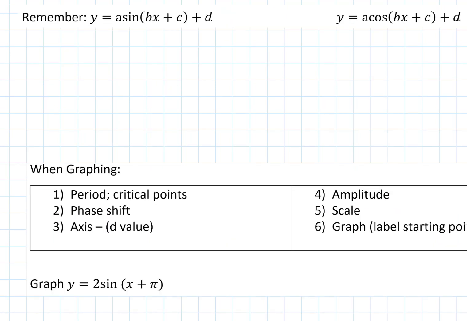So some review of notation when we're graphing. We have A, which is always positive, and that's our amplitude. We have 2 pi over B, and that is our period. Now we have 1 over our period, which is our frequency.